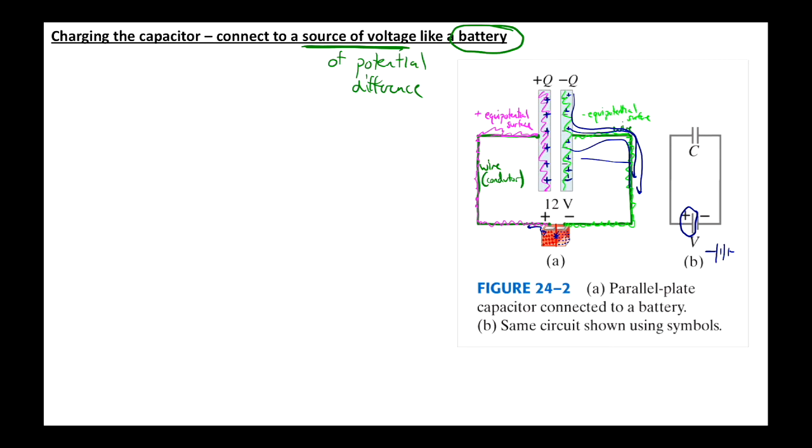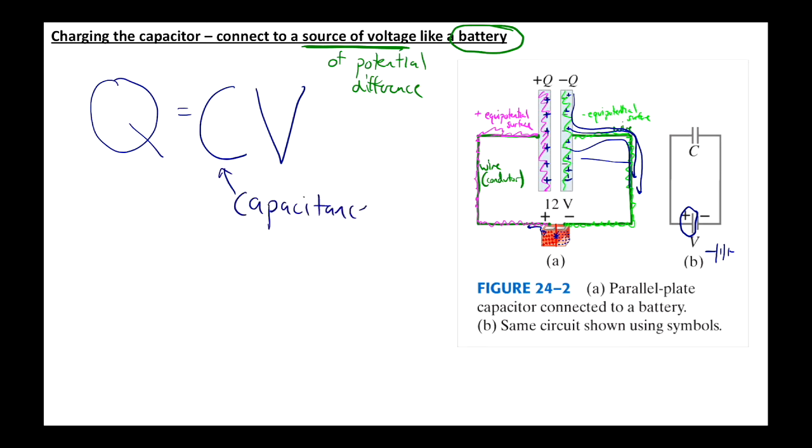This one is just this. Q equals C times V. Q is equal to C times V. We know what Q is, charge. We know what V is, voltage or potential. And C, you might guess, is capacitance. The unit of capacitance is the farad.